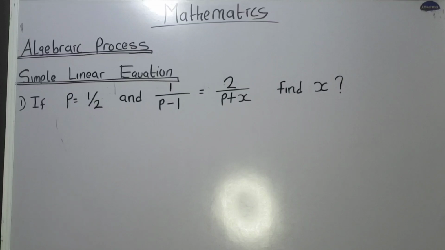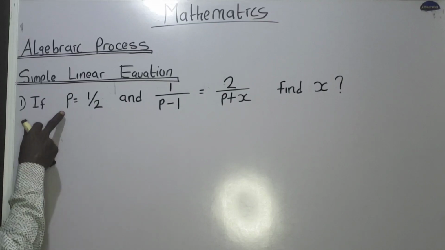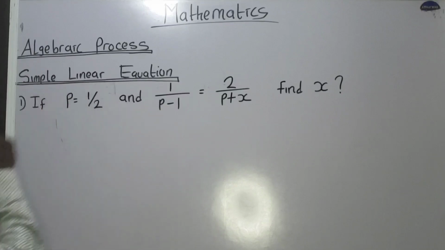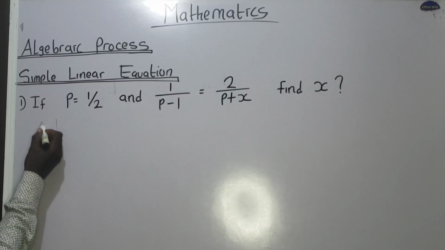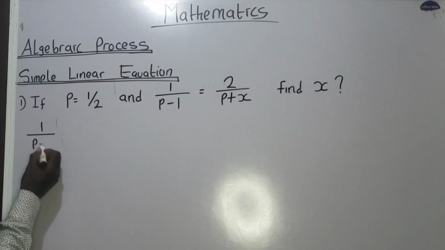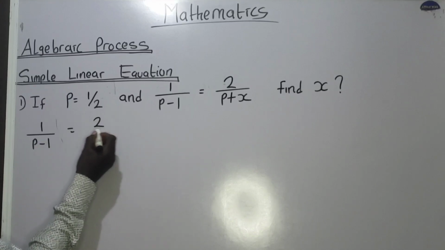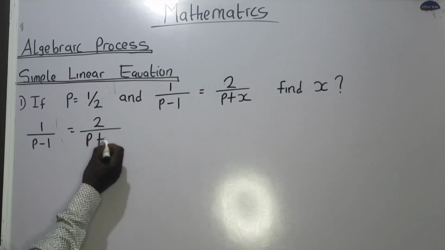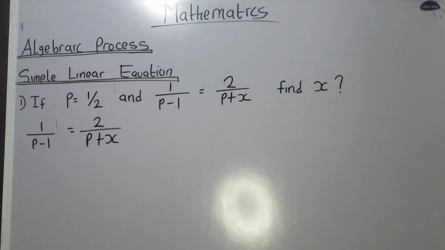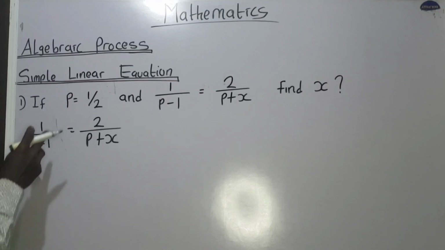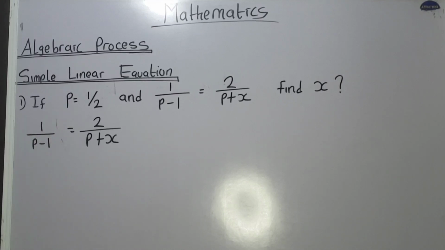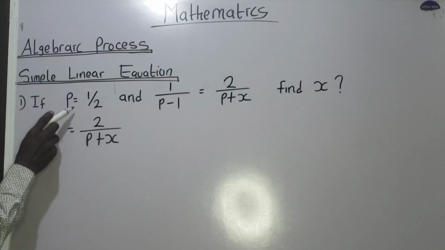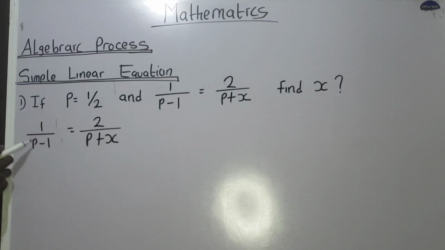Okay, to solve this question, the first step is that we're going to substitute the value of p into this fraction. You understand? Look, this is the fraction. We have 1 over p minus 1 is equal to 2 all over p plus x. Okay, now to get the value of x, since we have been given that p is equal to 1 over 2, we need to substitute the value of p is equal to 1 over 2 into this fraction.